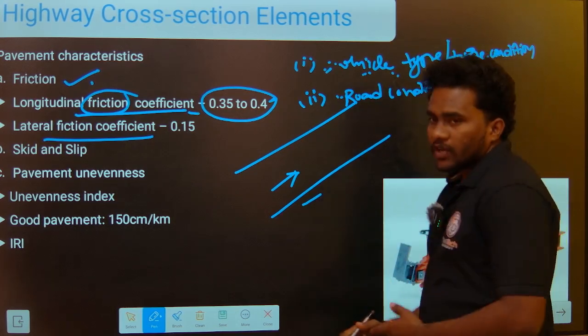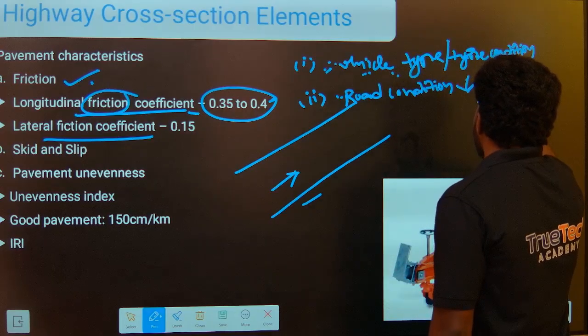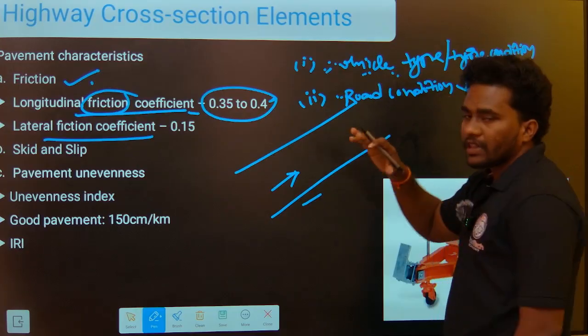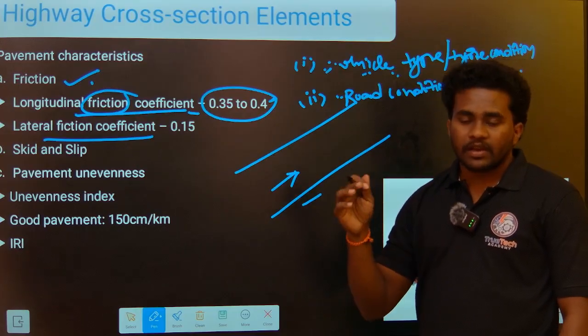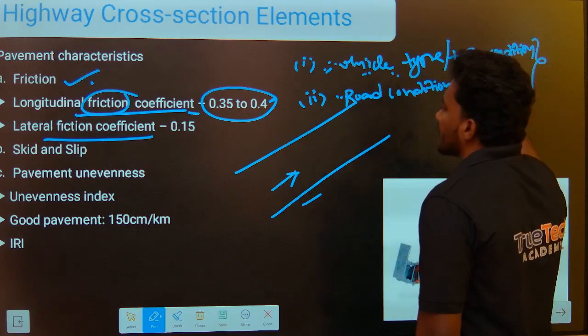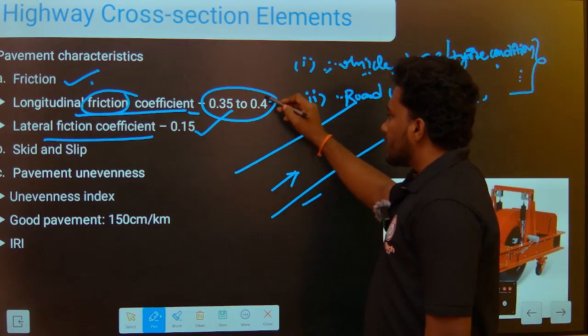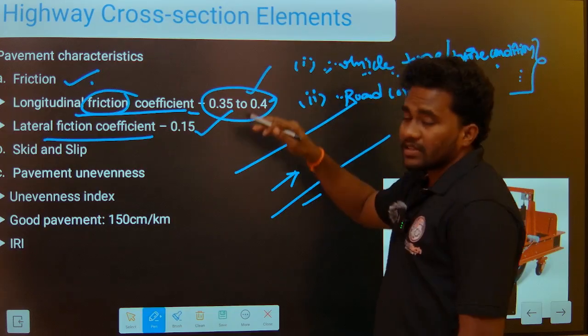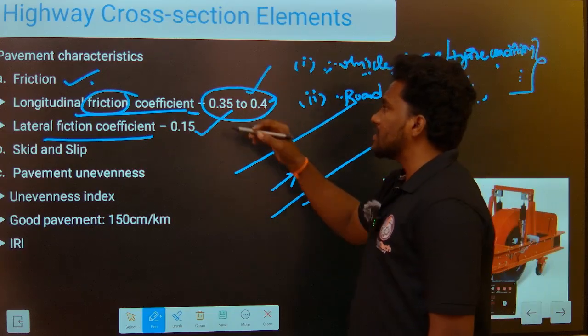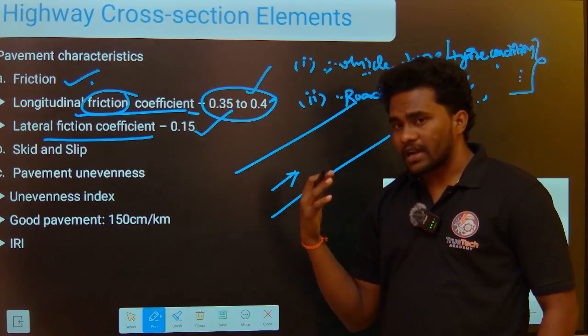Tire condition. If the tire condition is good, then the friction developed between the road surface and the vehicle tire is good. So these are the factors that are affecting the friction. And the longitudinal friction coefficient we are using in the design of sight distances, and in the design of horizontal alignment also.